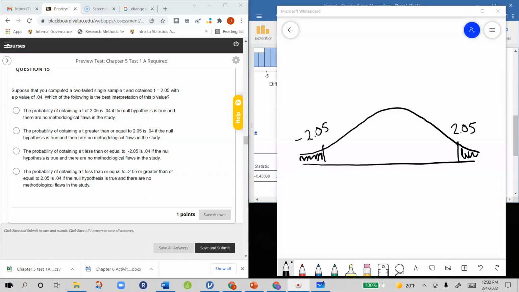All right, so I drew a little picture over here on the right hand side, and this is a distribution of sample means assuming the null hypothesis is true, and these are t-scores in this distribution. We obtained a t of 2.05, and that t gives us a p of 0.04 in total. There's 0.02 on the right side and 0.02 on the left side. So the probability that I would get a t that's greater than 2.05 or less than negative 2.05 is equal to 0.04, assuming that the null hypothesis is true and there are no methodological flaws in the study.